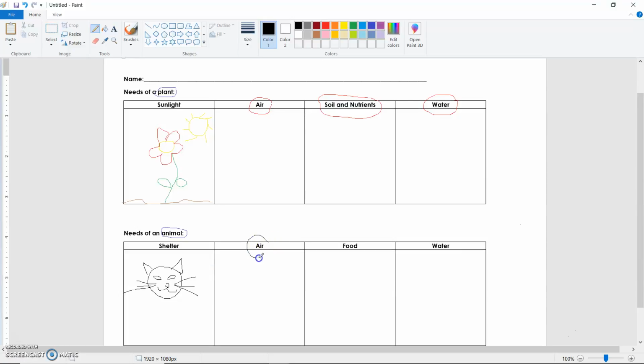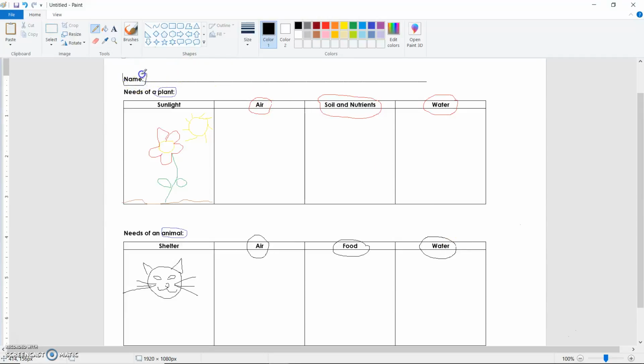How is the kitty getting air? How is the kitty getting food? And how is the kitty getting water? Does it get it by itself? Does somebody give it to you? Do it. Now, after you're done with your pictures, you are going to write your name.